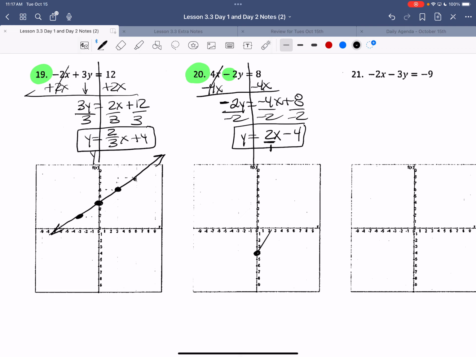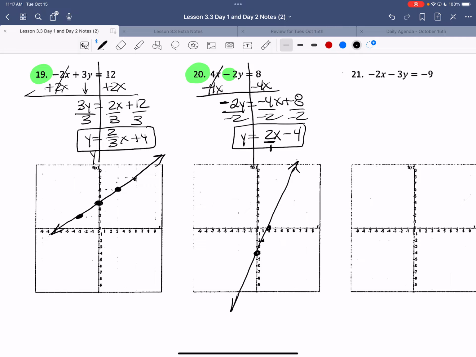The line's going to be going up. So it's going to go up into the right. So it's a slope of 2, so up 2 over 1, up 2 over 1. So it's going to look like that. Okay, everybody good?